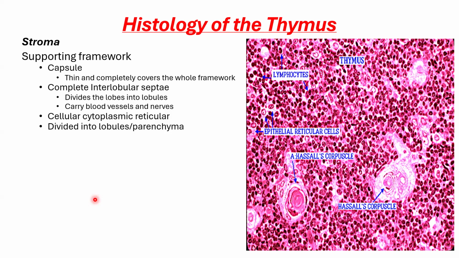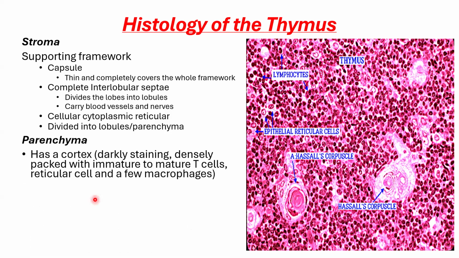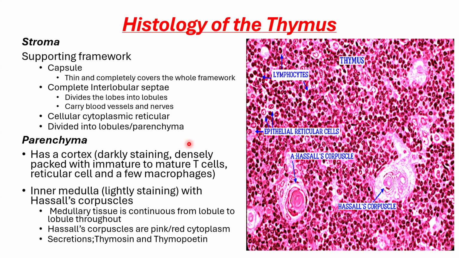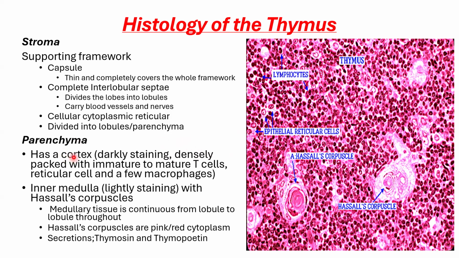So doing that, it will divide the parenchyma into lobes and lobules. What about the parenchymal aspect? So for the parenchymal aspect, it has a cortex, a darker staining component, and a lightly staining part. So the lightly staining part is now the inner medulla. So the outer darker staining part and an inner medulla which is lightly staining.